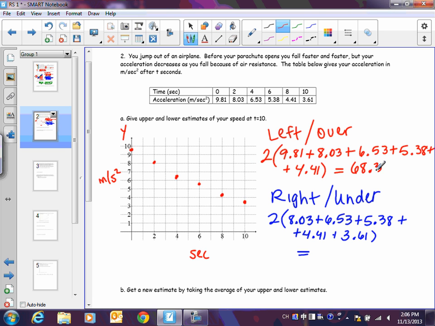68.32. So now for the really good question is, what are your units? Meters per second. Yeah, because remember we're multiplying meters per second squared times seconds. One of the seconds is going to cancel out, the other one's not though. The other thing is they tell us we're finding speed.